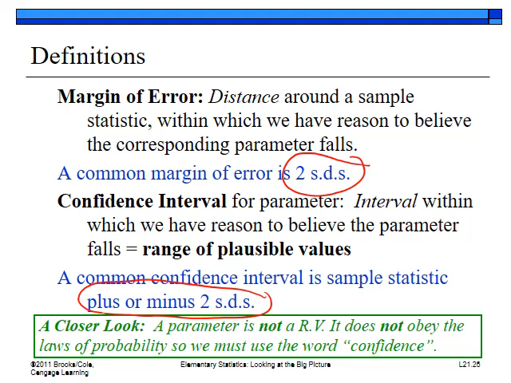Now, notice that the parameter is not a random variable. In fact, it's not a variable at all. It's fixed. Since it is fixed, its value does not depend on a random process. That's the reason why we use confidence and not probability.